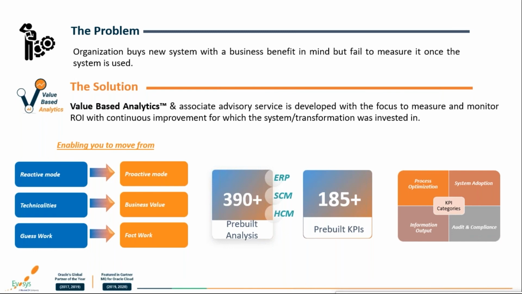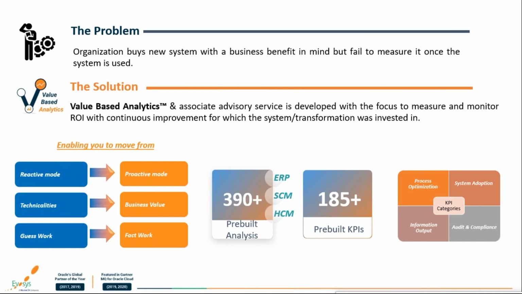So many major KPIs like your procure to pay cycle time, your overall utilization of the system, your financial ratios like current ratio and return on investment, everything can be achieved through the solution which we at Evosys call value based analytics, consisting of 390 plus analyses and 185 pre-built KPIs.